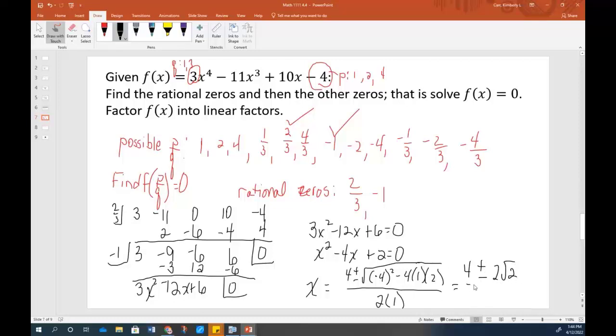The square root of 8 simplifies. It's 2 root 2. And it's all over 2. Now, these numbers, not the one that's under the radical, but these other 3, I can put that 2 into both of them to reduce it. So that gives me, for my other root, 2 plus or minus root 2.